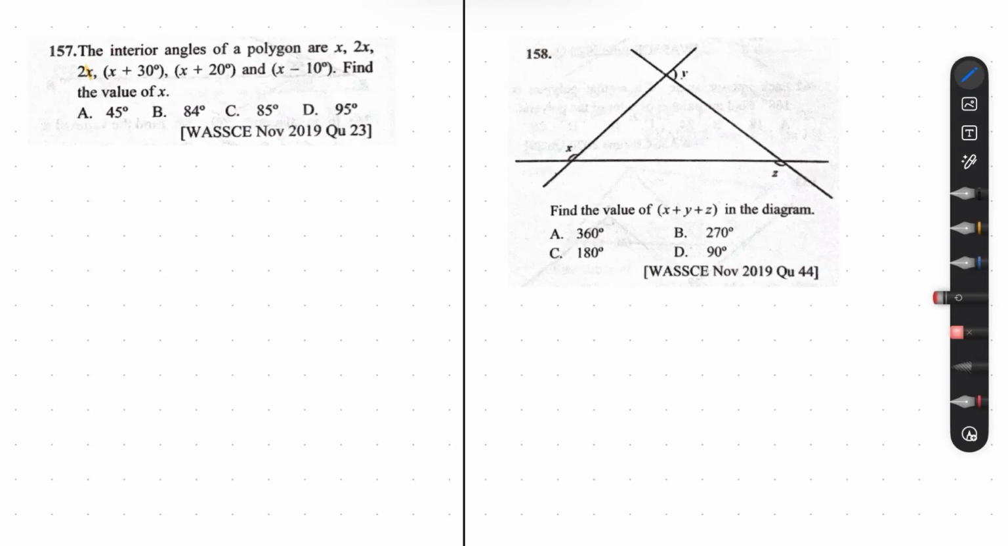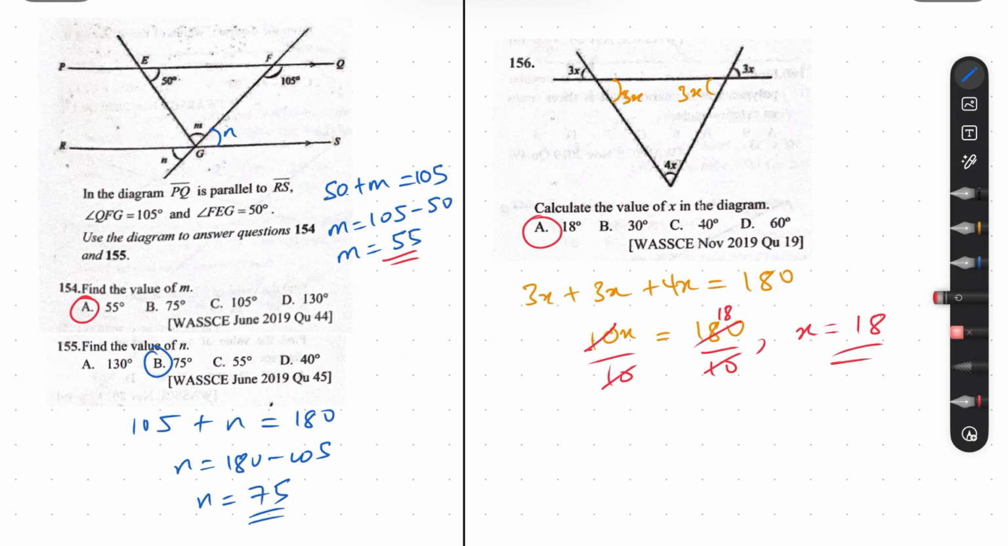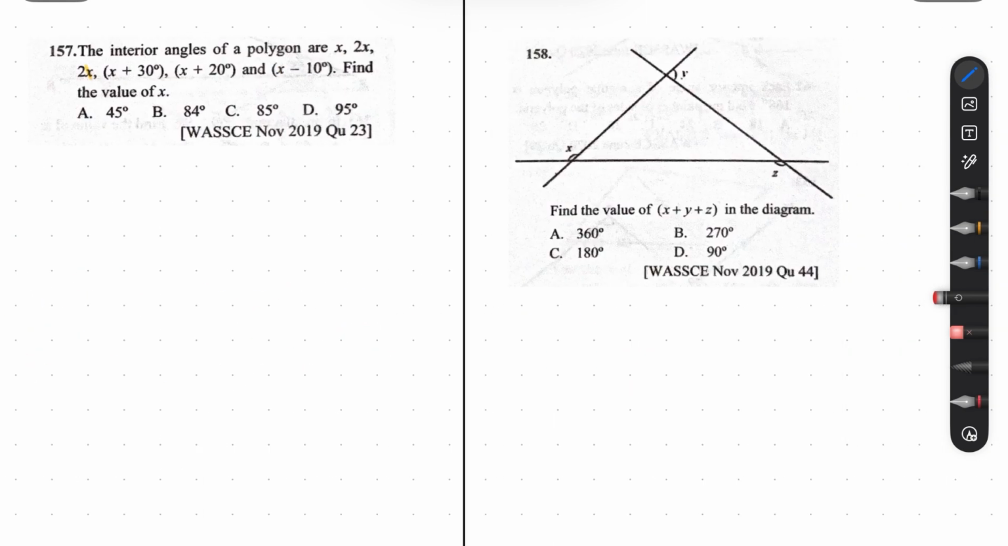In the previous session, we ended on question number 156. So here we start with question number 157. The question says, the interior angles of a polygon are x, 2x, 2x, x plus 13, x plus 20, x minus 10. Find the value of x.